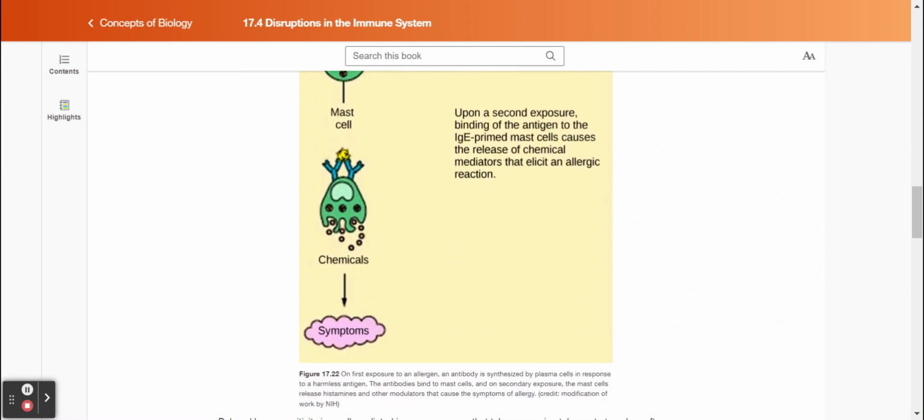Figure 17.22. On first exposure to an allergen, an antibody is synthesized by plasma cells in response to a harmless antigen. The antibodies bind to mast cells, and on secondary exposure, the mast cells release histamines and other modulators that cause the symptoms of allergy.